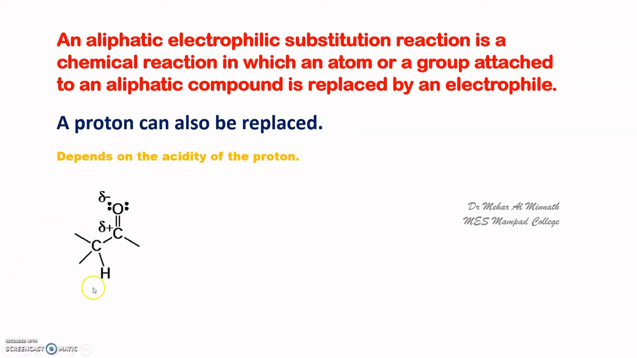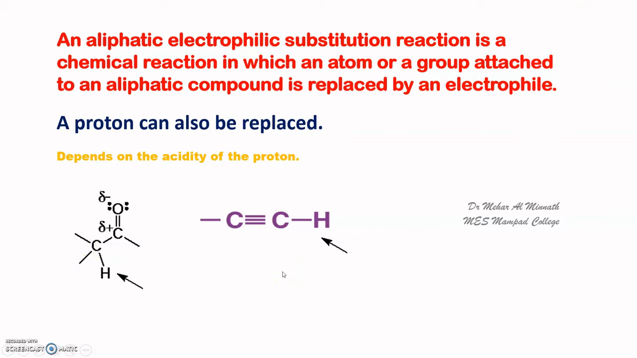So protons like this, the proton adjacent to the carbonyl carbon, can be removed easily and can be replaced by an electrophile. And the proton adjacent to the triple bond, the acetylenic proton, can also be replaced. So when the proton leaves, what happens? The proton will go off as an H plus ion, and negative charge will be present on this carbon. And the electrophile can come and attack this negatively charged carbon.